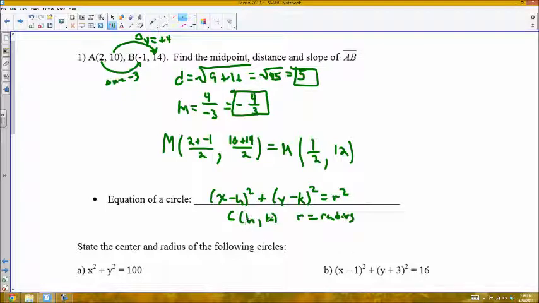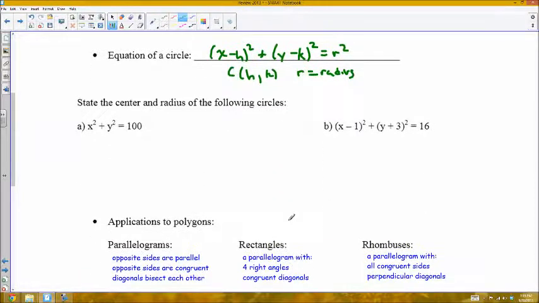Notice that these coordinates, the x and y coordinate for the center of the circle, are opposite signs from those given in the equation. So a couple of examples here. We'll do B first. My center will be positive 1, opposite signs from this, and negative 3, opposite signs from this. So it has an x coordinate of 1 and a y coordinate of negative 3, and since this is the radius squared, the radius would be equal to the square root of 16, which is 4.